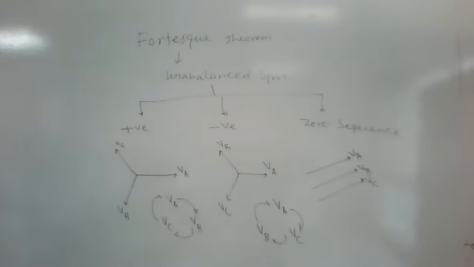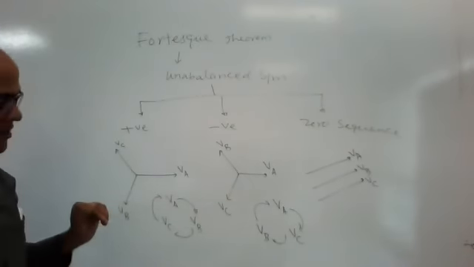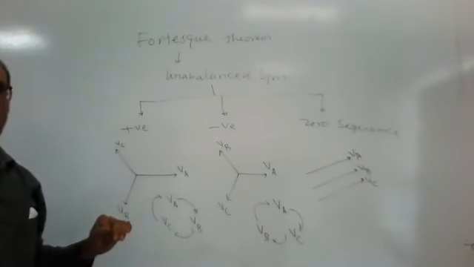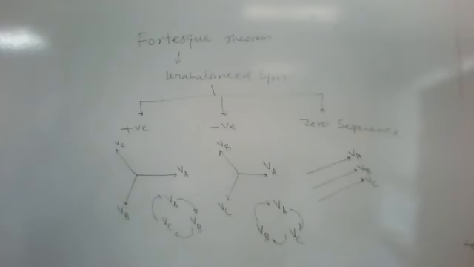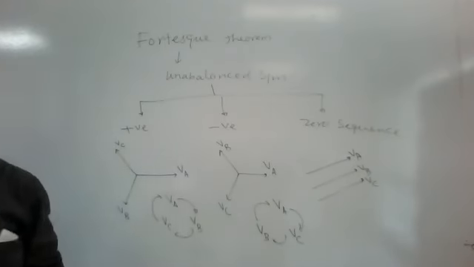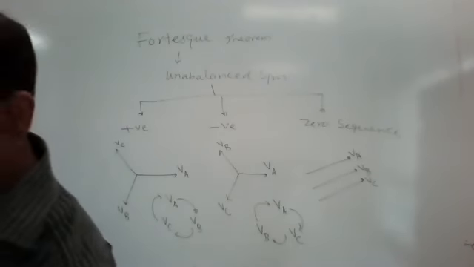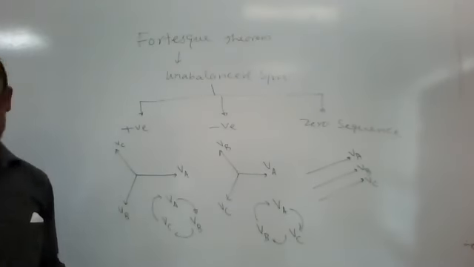So Fortescue tells us how to analyze an unbalanced system. And you have already studied the balanced system, that is the three-phase system. A three-phase system can be analyzed on a per-phase basis. So you have already studied that line voltage equals √3 times phase voltage. Similarly, line current equals √3 times phase current in case of delta. So star-delta connection you have already studied. But in this unit we will study the unbalanced system.